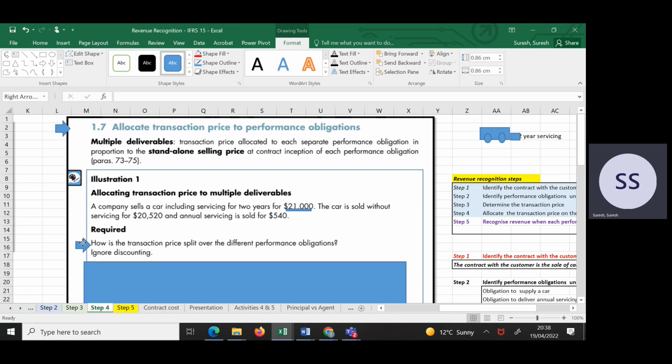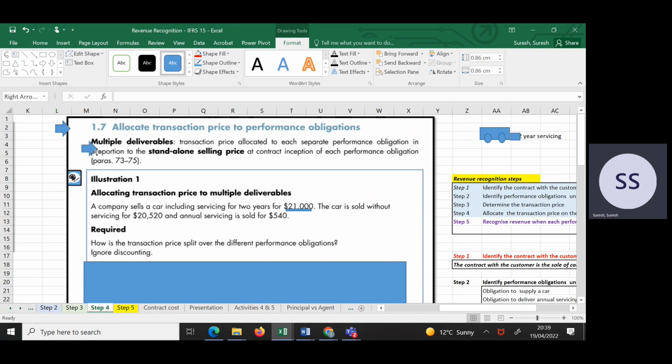So the question is, how will this transaction price, which is the revenue for us, be split over the different performance obligations? What are the performance obligations? One is to supply the car. The second is that we have to service that car for 2 annual years. Those two are the performance obligations. So how am I going to split this 21,000 between them? That's the question.